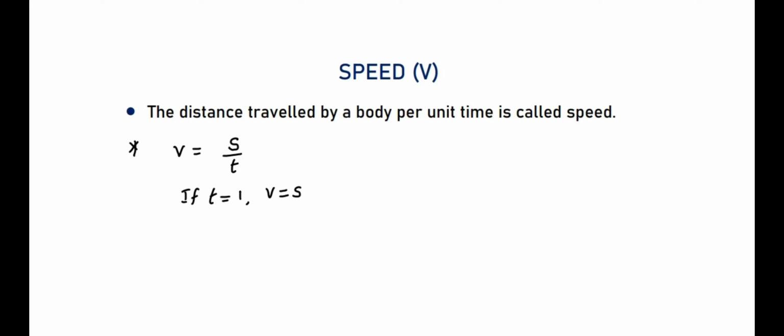That means if you are taking the time as 1 second, how much distance a body has traveled. If it is traveling more distance within a short duration, its speed is said to be high. If a body covers a smaller distance within more time, then the body is said to be moving with very low speed. Okay.